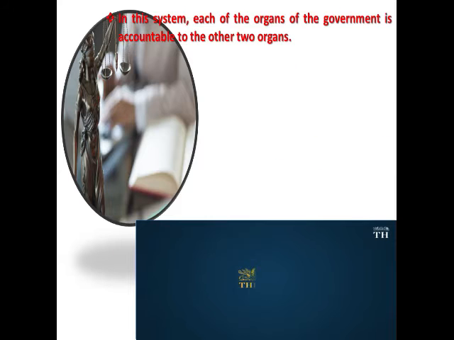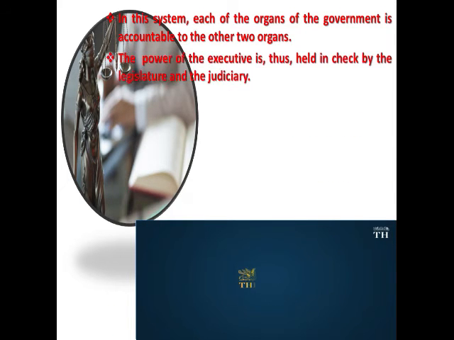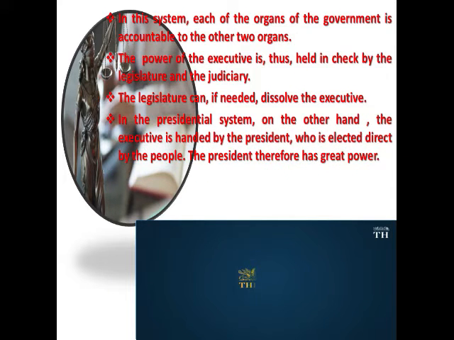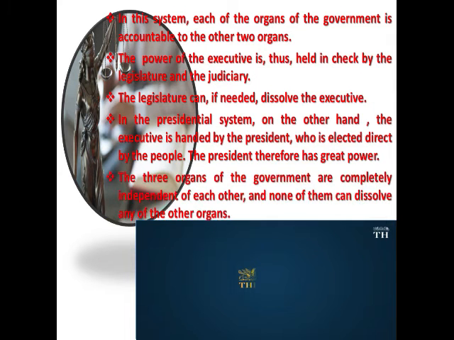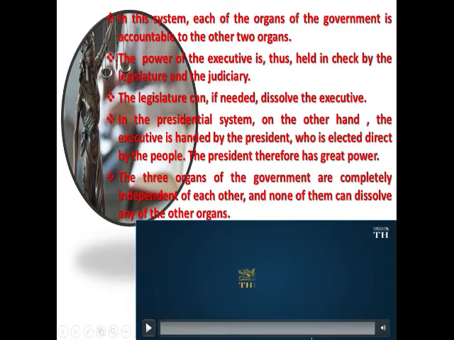In this system, each of the organs of the government is accountable to the other two organs, children. The power of the executive is thus held in check by the legislature and the judiciary. The legislature can, if needed, dissolve the executive. In the presidential system, on the other hand, the executive is headed by the president, who is elected directly by the people. The president therefore has great power. The 3 organs of the government are completely independent of each other, and none of them can dissolve any of the other organs.